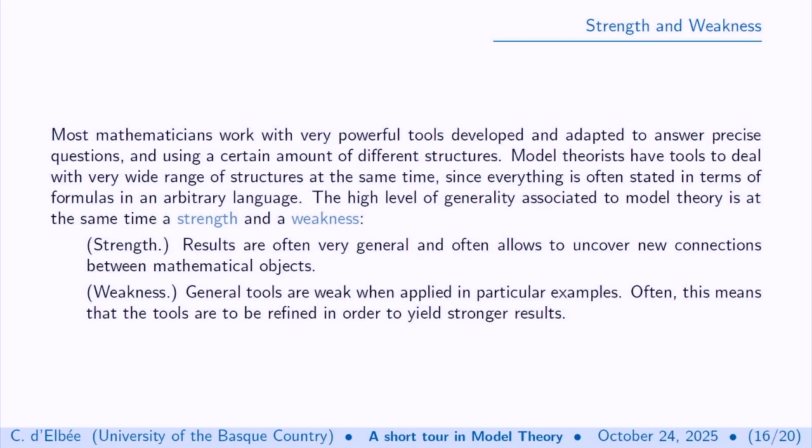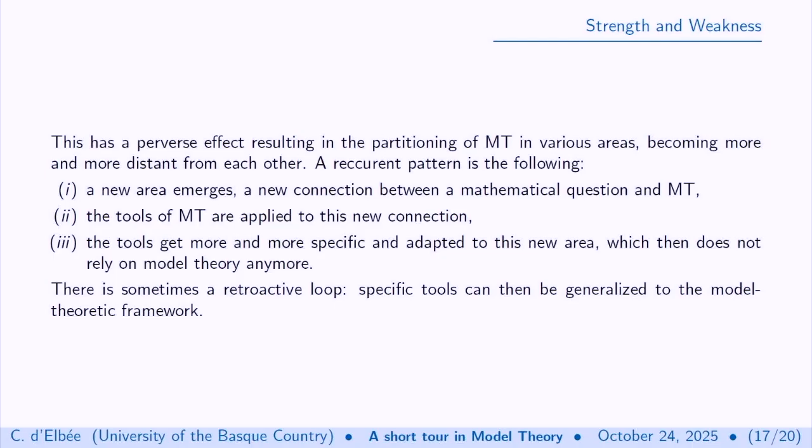But it's also a weakness because the more general a theorem is, the weaker it is, the less powerful, the less important the thing it's saying, almost by definition. So finding the right degree of generality is often the very hard part. General tools are weak when applied to particular examples. Often this means that the tools are to be refined in order to yield stronger results. All right, so let's dig a little bit more into this idea.